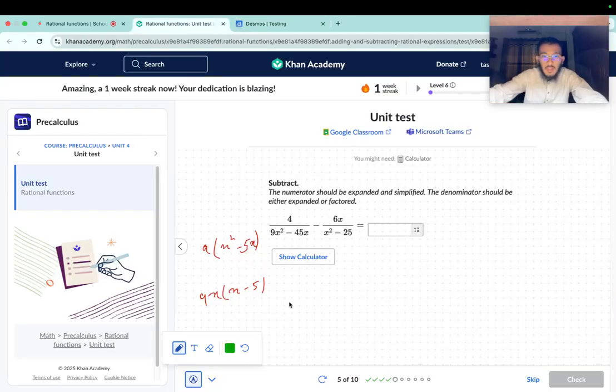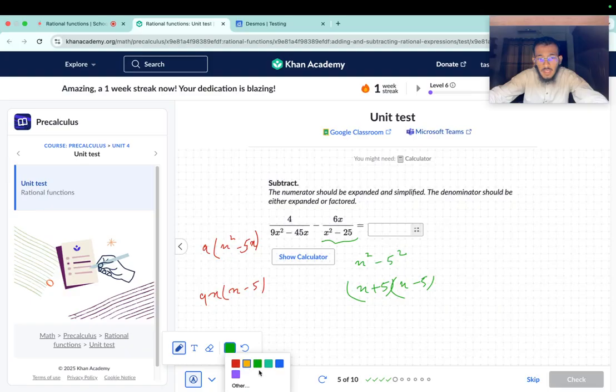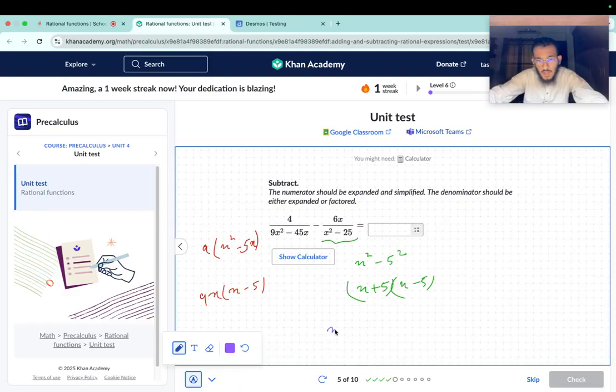This should be fine. As for this, x squared minus 25, I can write 5 squared, so x squared minus 5 squared. So a plus b, a minus b, we use that formula. This is what we get when we factorize it. Now, when we're subtracting, we have to find the LCM, or the lowest common multiple, of these two, which is x minus 5, which is common in both.